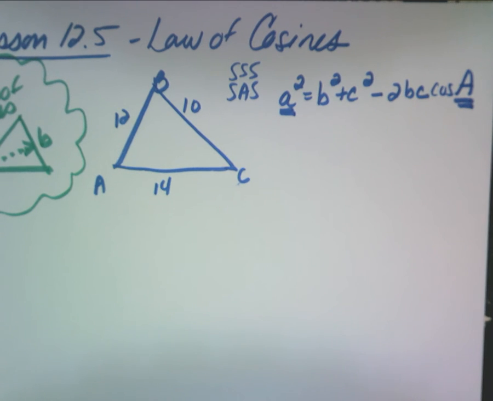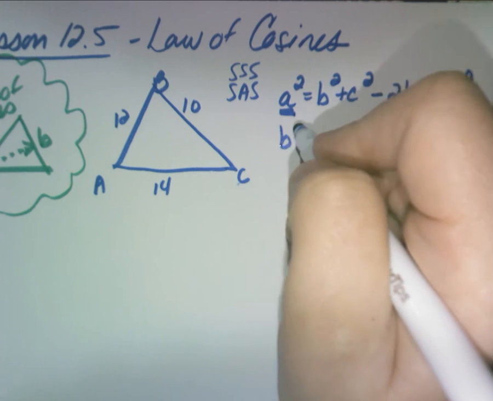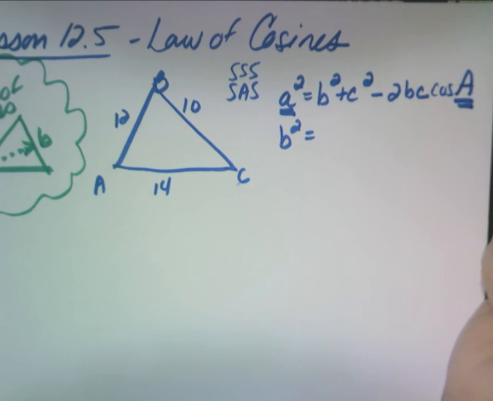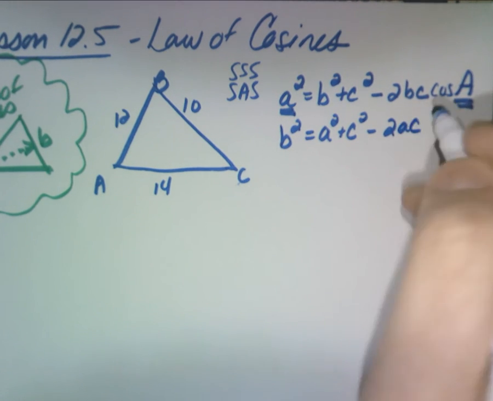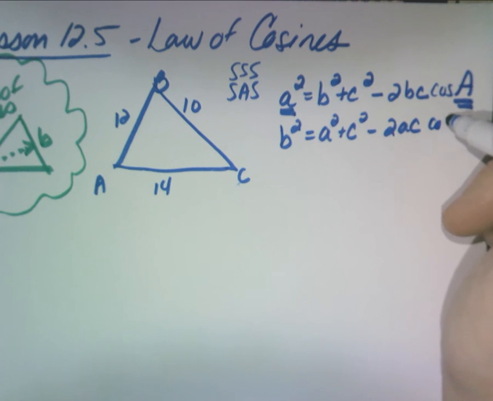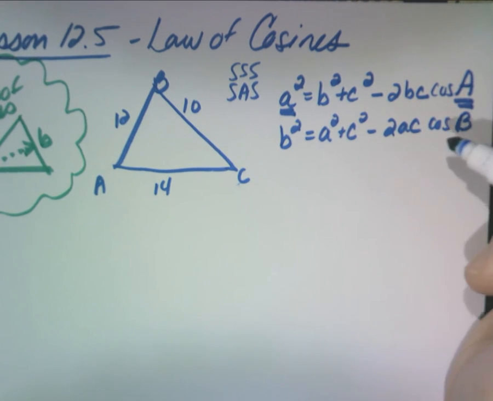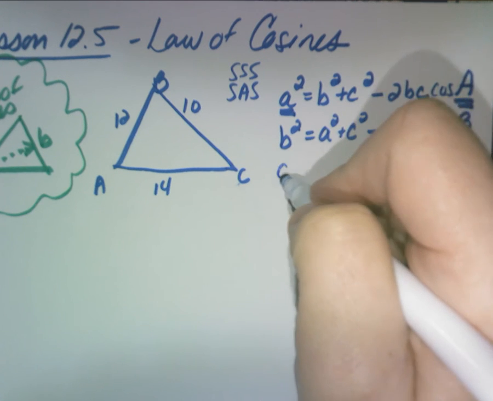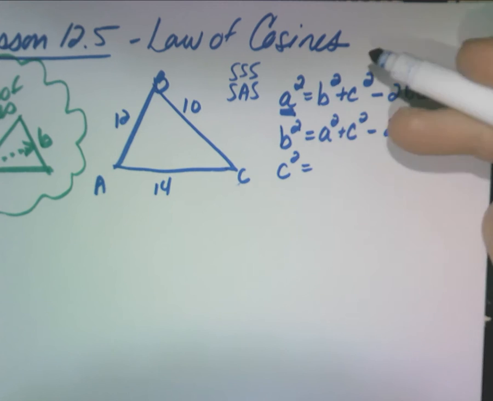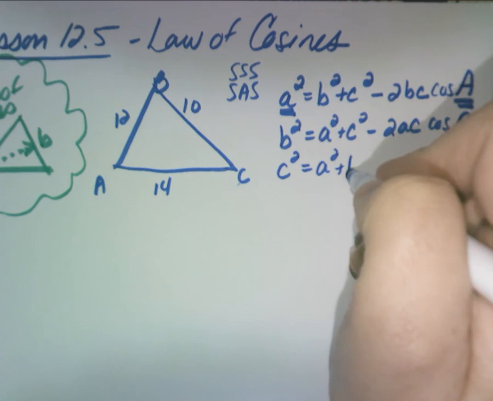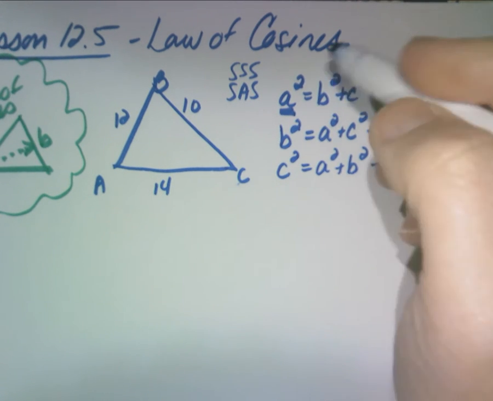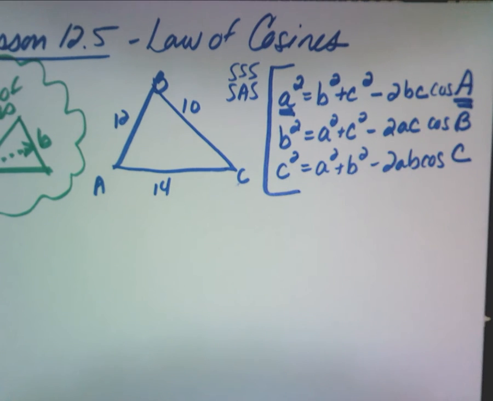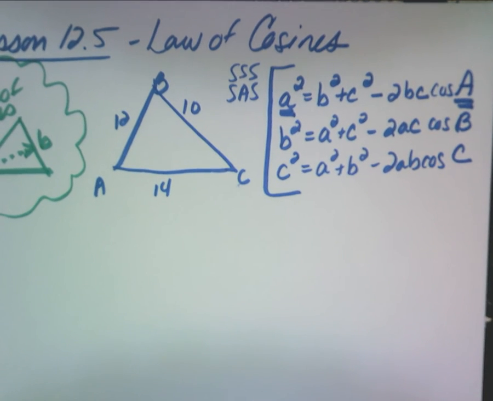Well, what if I want to find angle B or side B? B squared equals, what do you think these 2 would be? Minus 2AC, times the cosine of angle B. What if I want to find C squared? Again, these are very easy formulas. A squared plus B squared minus 2AB cosine C. So all 3 of these are the law of cosines. Again, you really only have to memorize one and then just manipulate the letters.